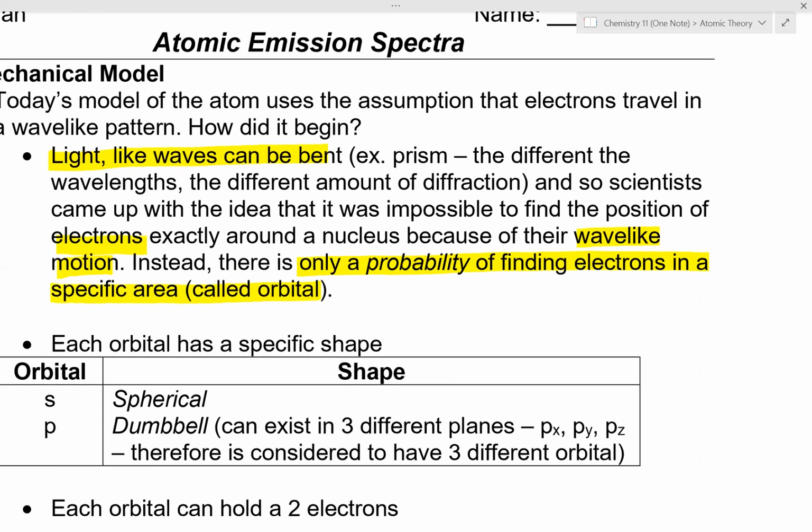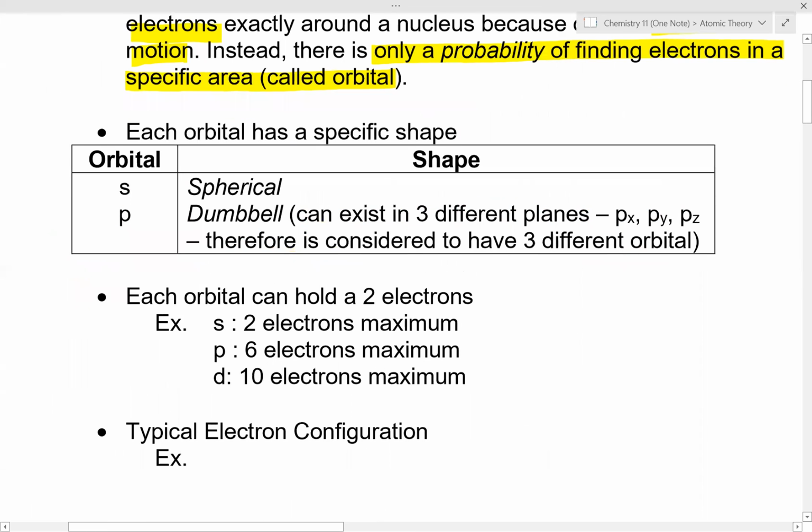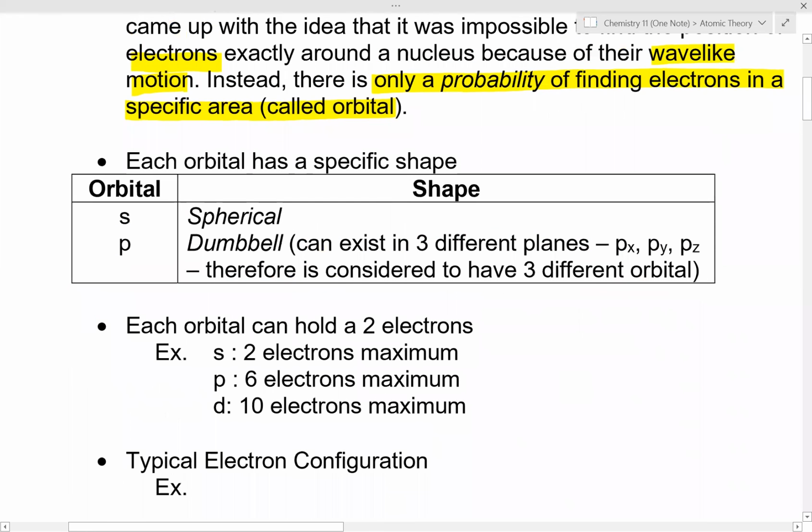So what happens is this: when we use the term orbital, each orbital has a specific shape, and we designate them with different letters. The s orbital means that it has a spherical shape. A p orbital is a dumbbell shape, and the dumbbell can exist in 3 different planes: x, y, and z.